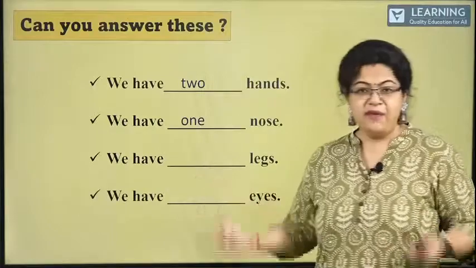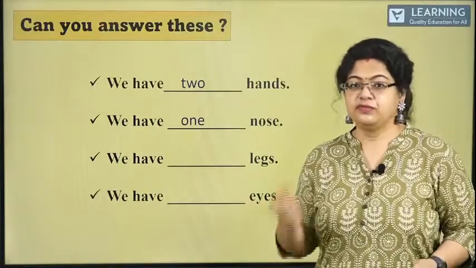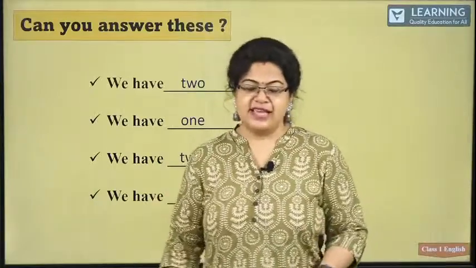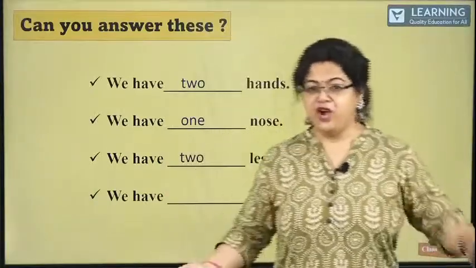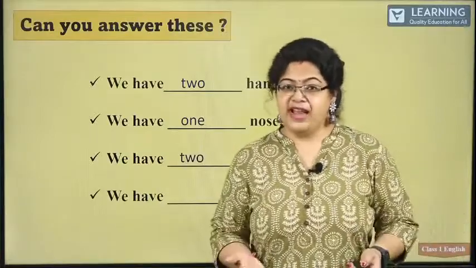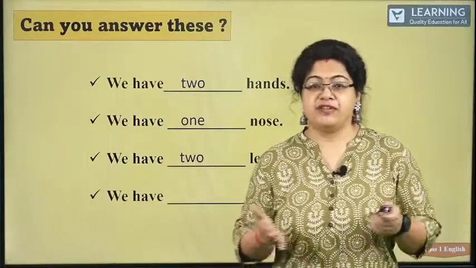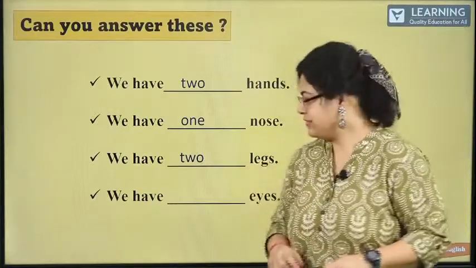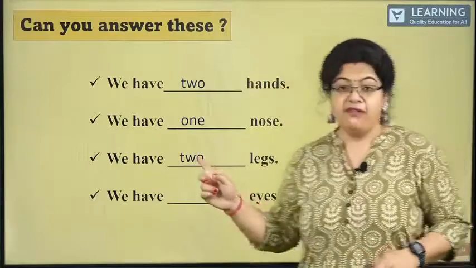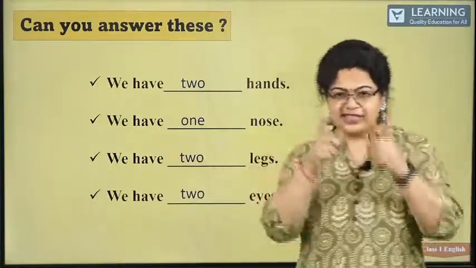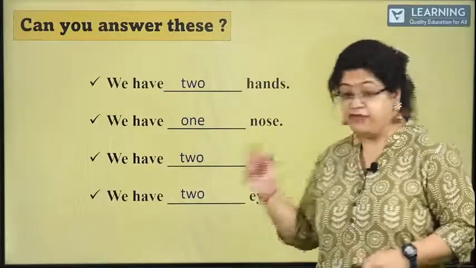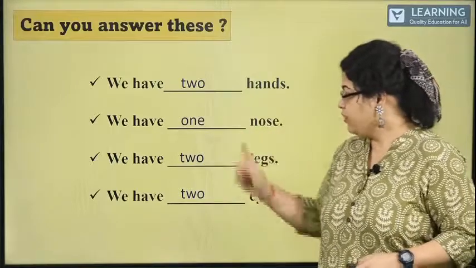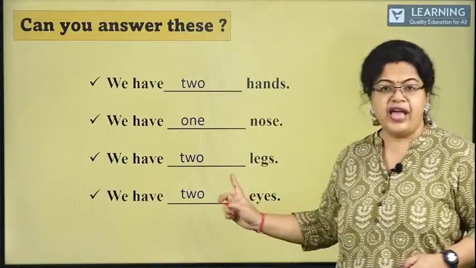Okay, so we have 1 nose and we are good with that. So how many legs do we have? 2 legs, right? With 1 leg, how will I walk? I'm sure you can't see me, but I'm standing on my 1 leg. I'm not able to balance. So if you can balance on 1 leg, that means you have a great balance ability. But I prefer having 2 legs. Then we have 2 eyes so that I can see you clearly. So we have 2 hands, 1 nose, 2 legs, 2 eyes.